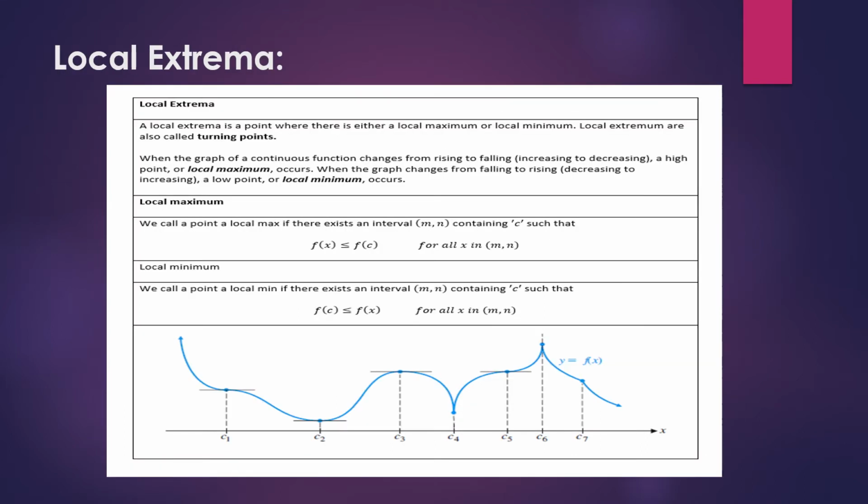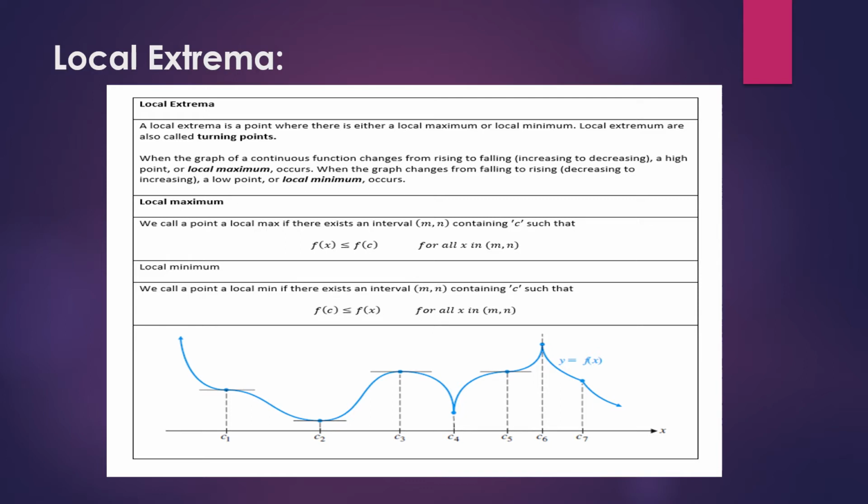Local extrema. So a local extrema is a point where there is either a local max or a local minimum. Local extrema are also called turning points. So this is essentially like if you're looking at a graph, you might not be the highest point on the graph, but if you are larger than the points surrounding you, you'd be a local max. Or if you are the lowest point on an interval, you would be the local minimum. And we're going to see quite a few examples of that.